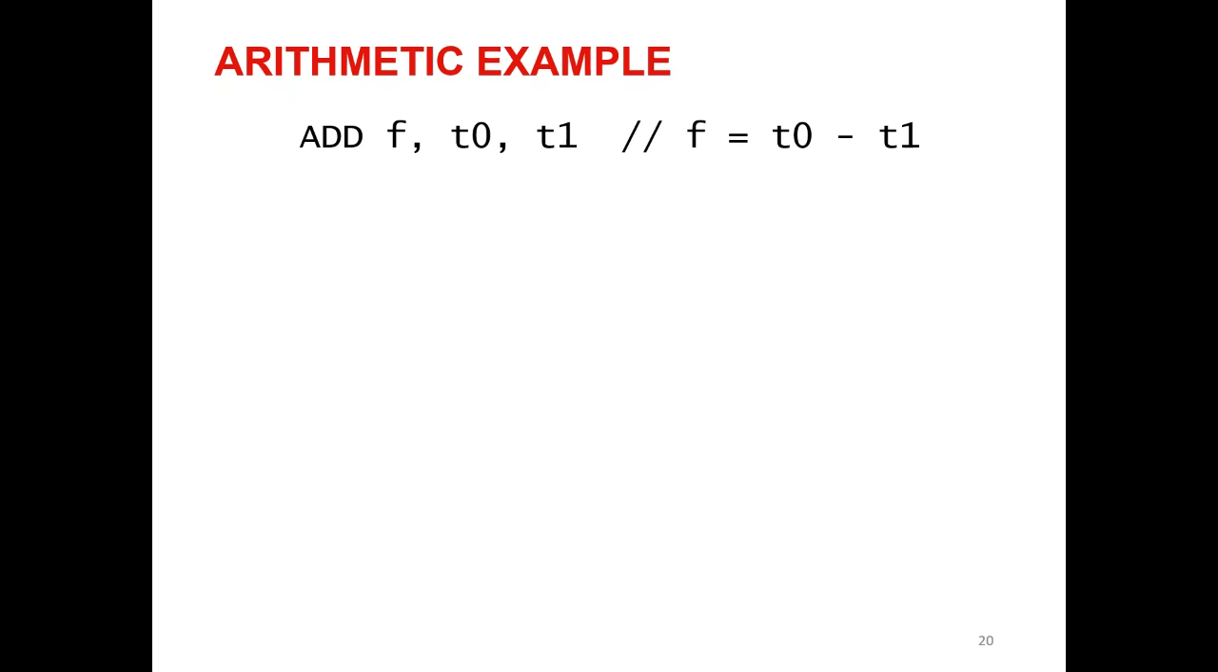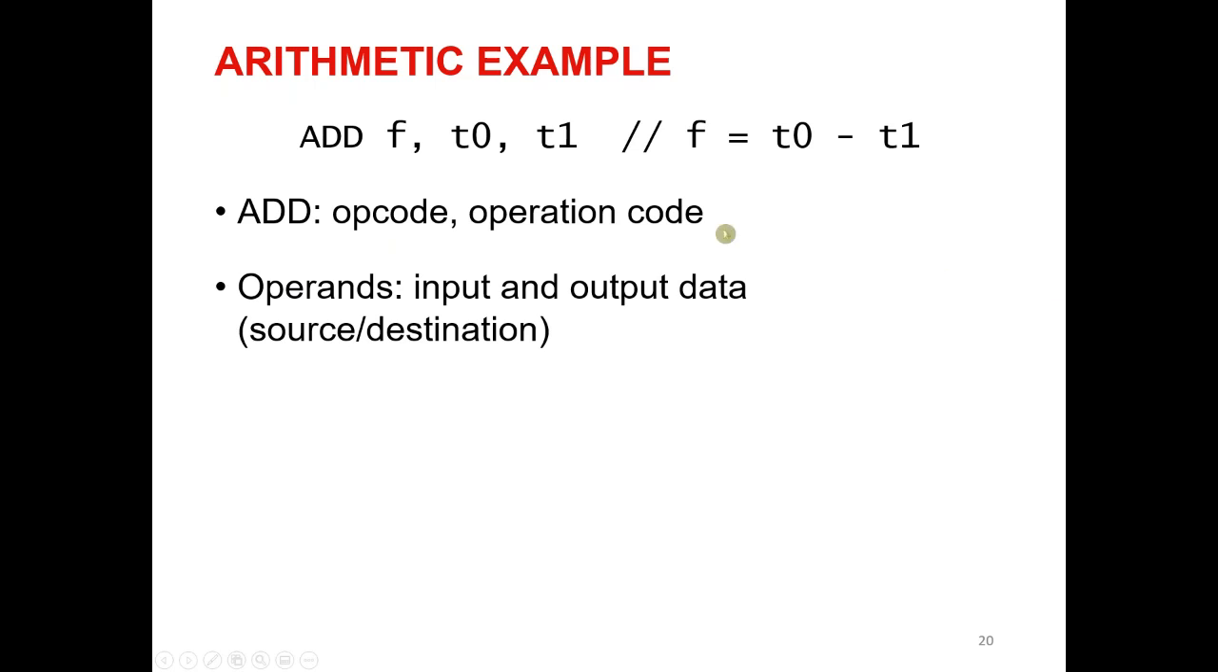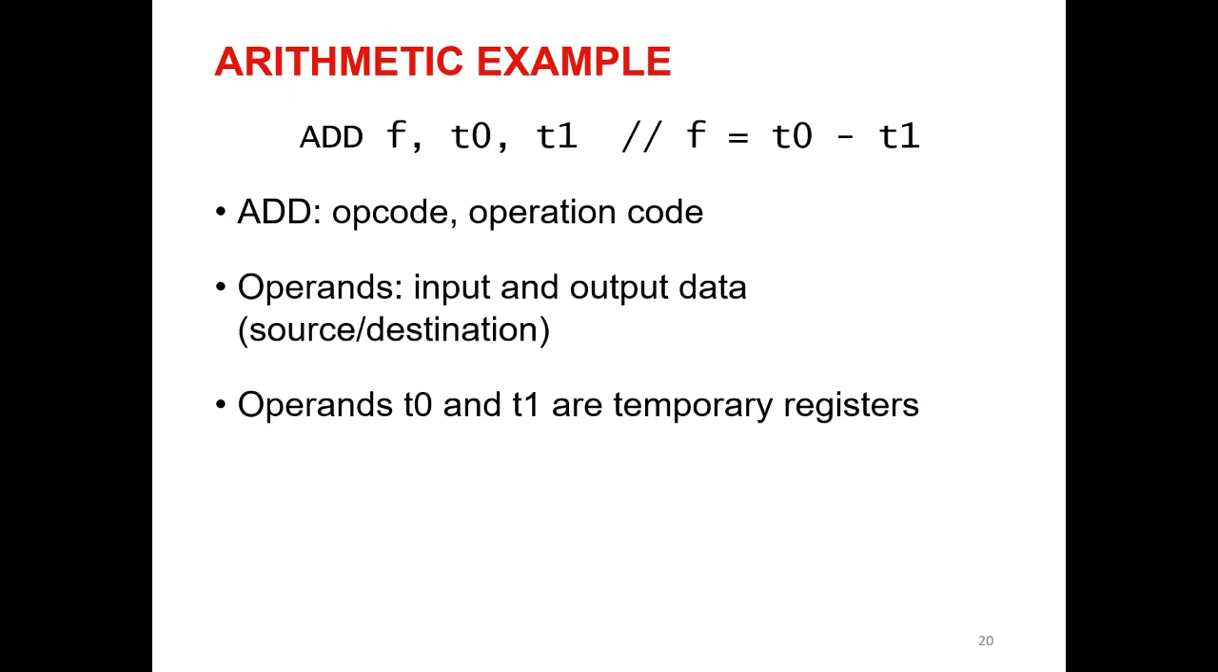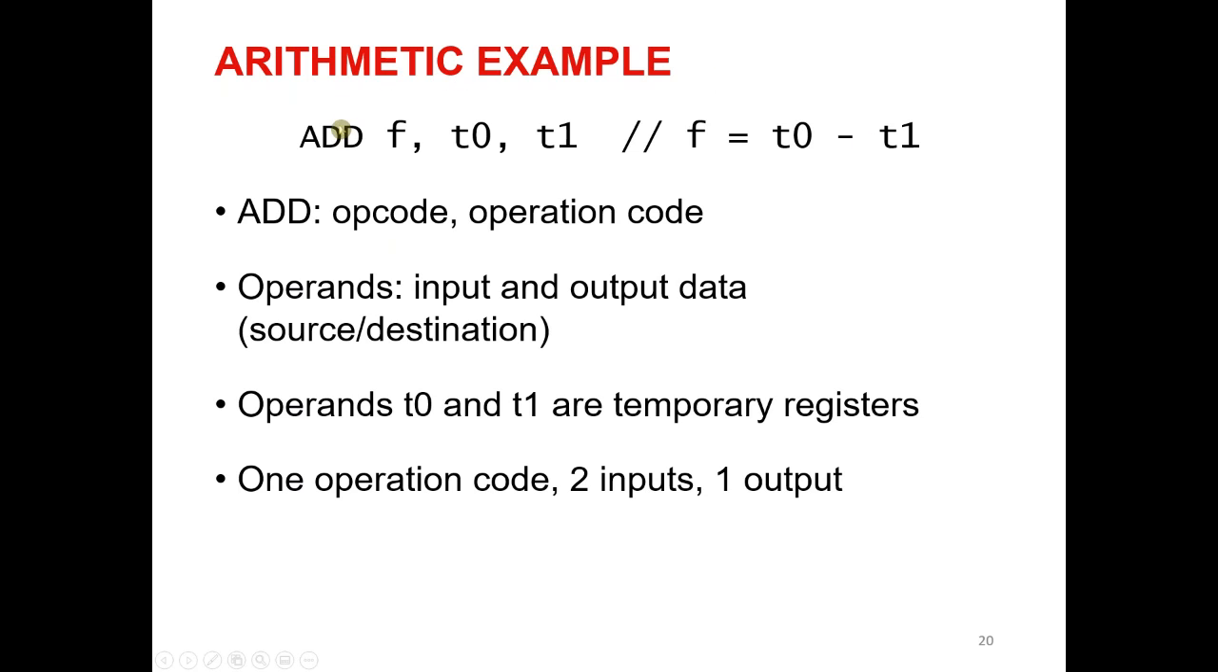So now, as I have mentioned, all the arithmetic operations have the same form. They have an operation code, the add or the sub or whatever. Then we have operands, input data. In this case, F is output data. And as I have mentioned, in this case we are using temporary registers. So one operation, two inputs, T0, T1, and one output. This is the usual form for arithmetic operations.